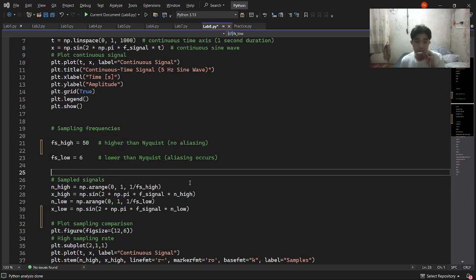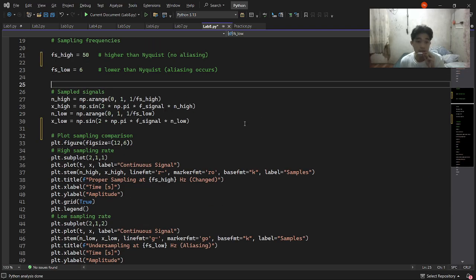So below are the sampled signals. Now, n high and n low represent the time array or the time samples, and x high and x low are the sampled sine wave. Now let's plot the signals. Here we plot it using Matplotlib, and for this example we will use the plot and the stem, because we use plot to create the continuous time signal and stem for the discrete time signal.